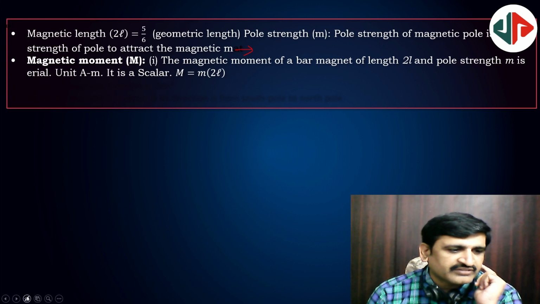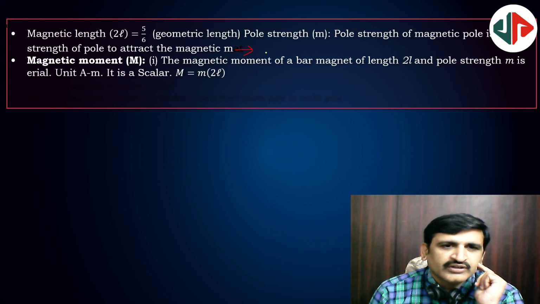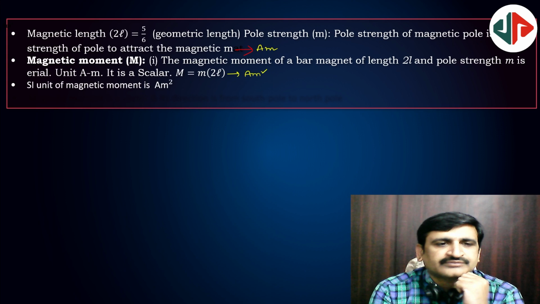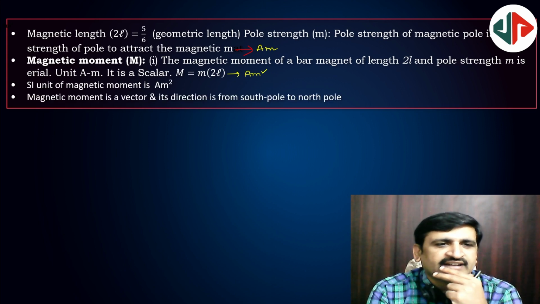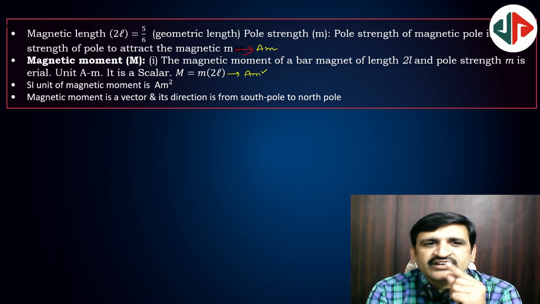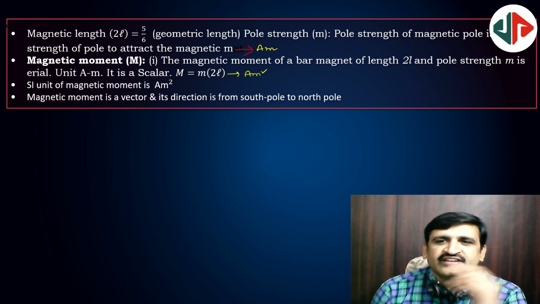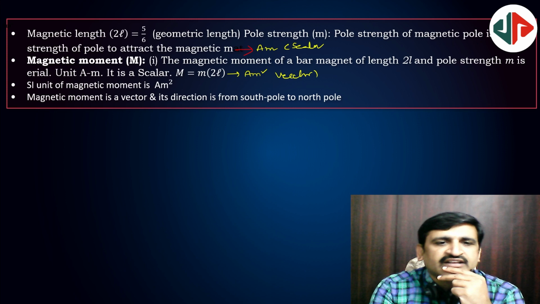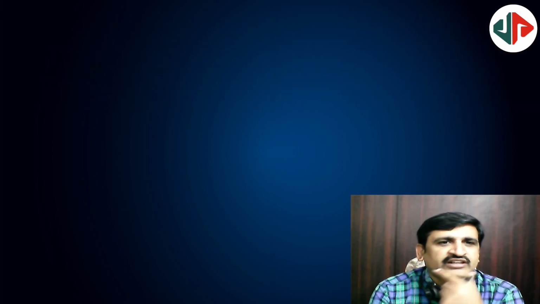Moment unit is ampere meter square. Magnetic moment is a vector quantity. Pole strength is a scalar quantity, but magnetic moment is a vector quantity. The direction is from south to north.